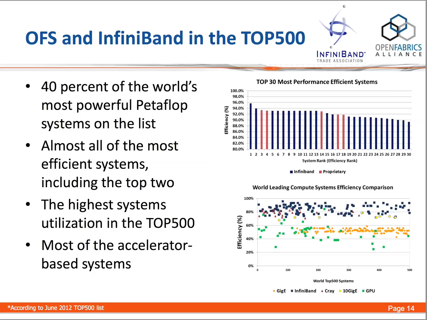You can see the blue lines. Those are the ones that represent InfiniBand clusters. We also have the highest system utilization, the chart on the lower right. The dark blue dots, those are InfiniBand-powered systems. And the y-axis is efficiency. So higher is better, and you can see that there's a very good congregation of blue at the top of the chart.